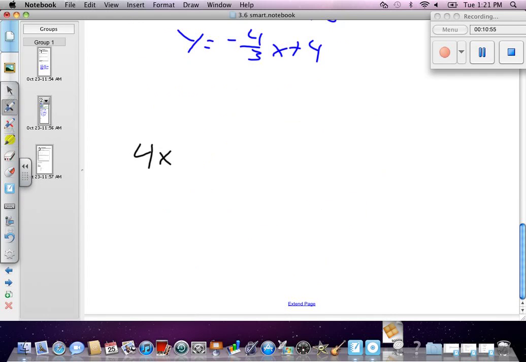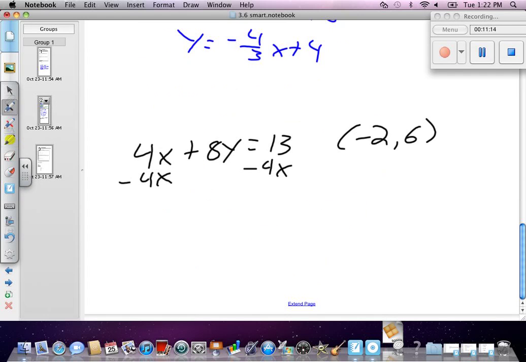B, we've got 4x plus 8y equals 13, and we want it to pass through the point negative 2, 6. Do I know what the slope is for that problem? No. So I have to get it in y equals form, like before. So I subtract 4x from both sides. 8y equals negative 4x plus 13.